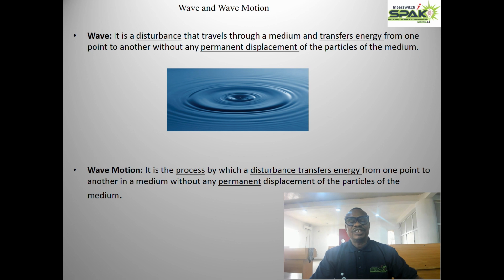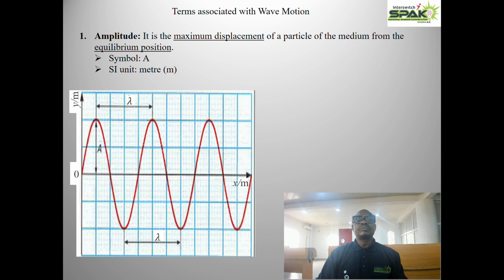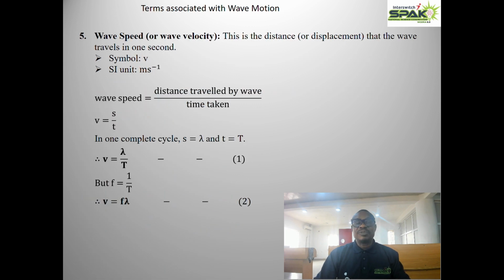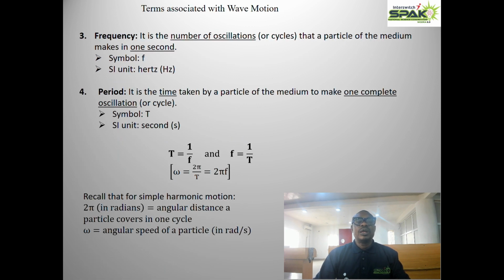So that is wave. Wave is a disturbance, but the process by which this disturbance transfers energy from one point to another point is what we refer to as wave motion. Why is wave a disturbance? Wave motion is the process by which the disturbance transfers energy from one point to another in the medium without any permanent displacement of the particles of the medium. Now let's quickly look at the terms associated with wave motion.